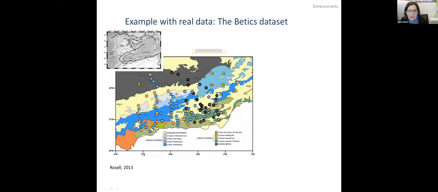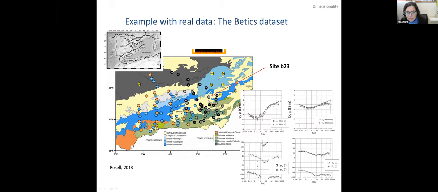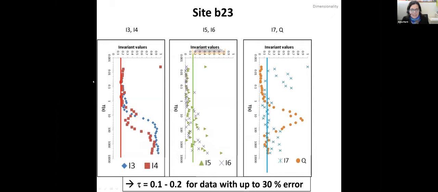Here I will now show you an example with one site from this DIVERTIC data set, which is in the south of Spain, in which we did an extensive study of the crustal and lithospheric geoelectrical structure. Specifically, I will show you this example, site B23, for which we obtained the resistivities and phases. And next, I am plotting the invariant values.